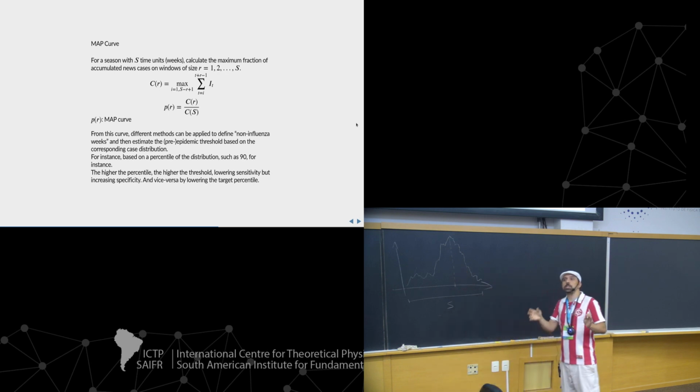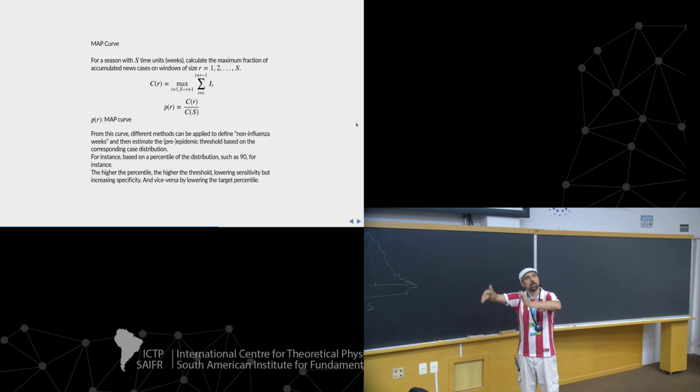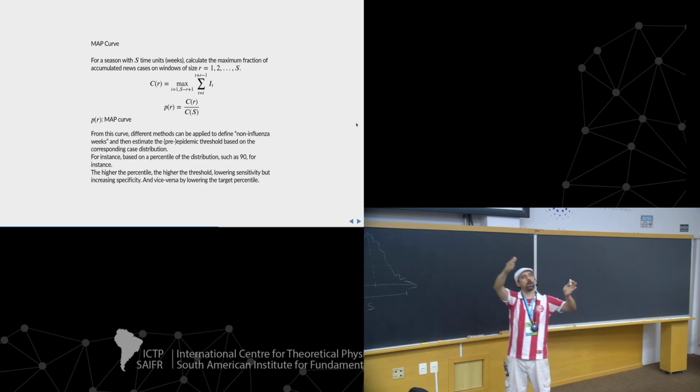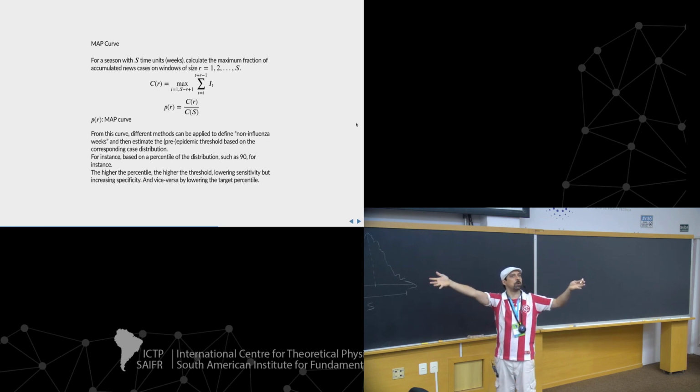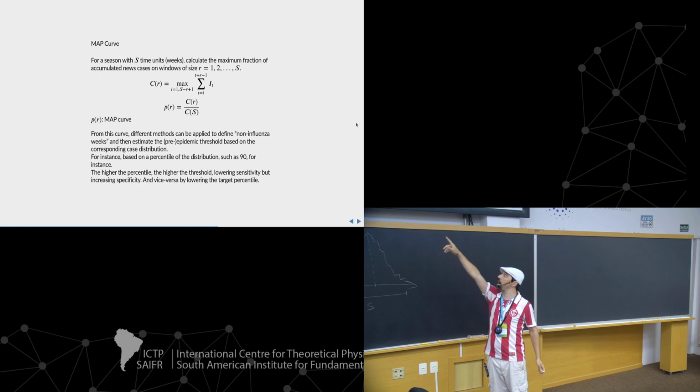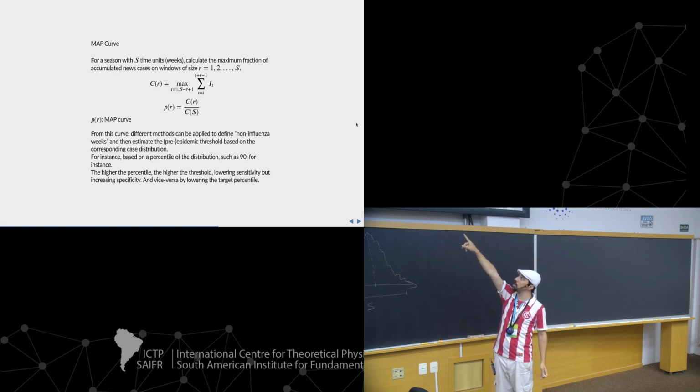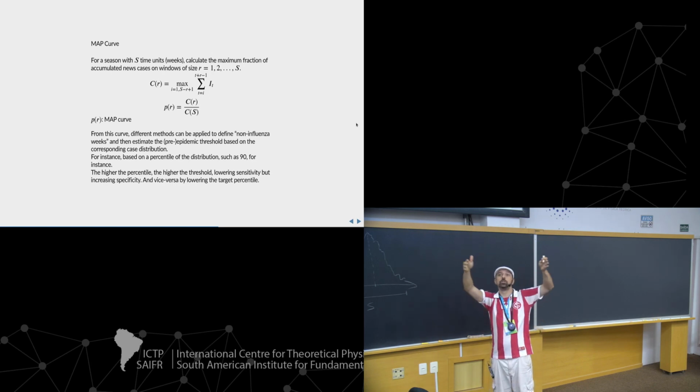Now, the same process we do for window sizes from 1 all the way up to the total number of observations that I have in a given season. So the final value for the map curve P of R, where R is maximum, so R equal to the total number of observations, must be 1.